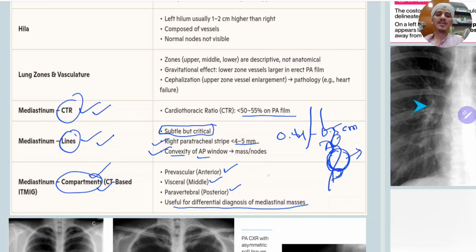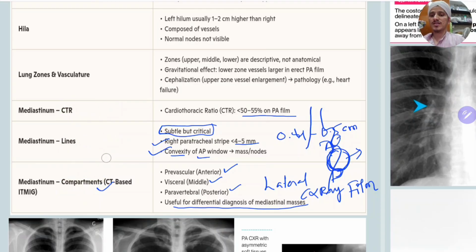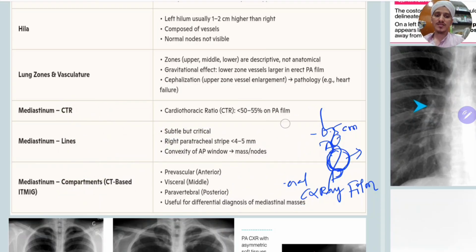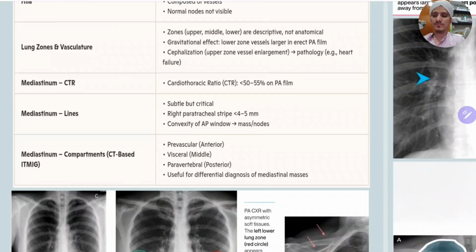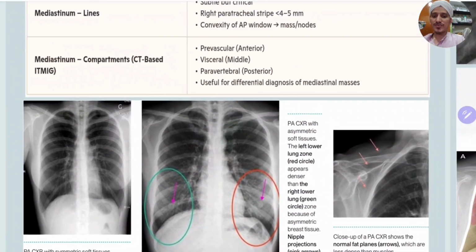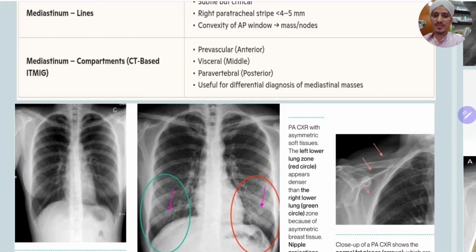Compartments, remember, we see in the lateral chest X-ray film. So these are the things. Now we will see the images. So first we should see the symmetry whenever you're seeing the chest X-ray.